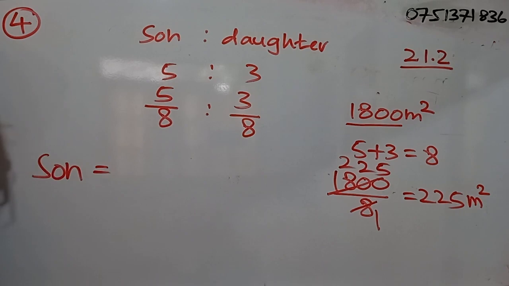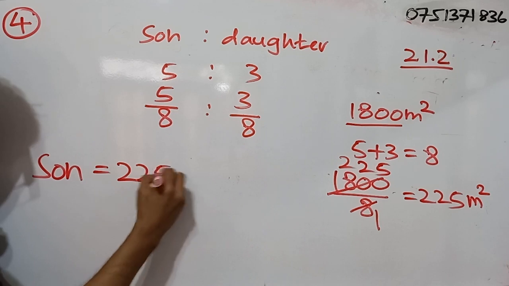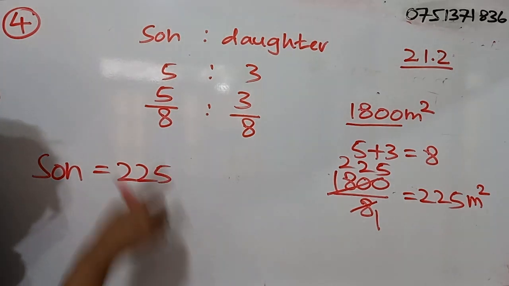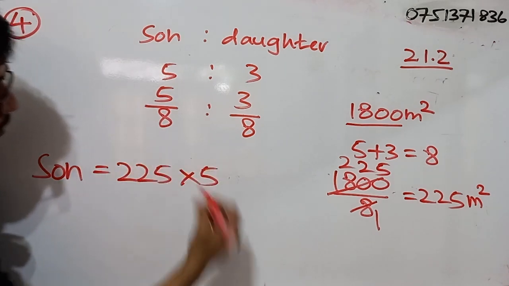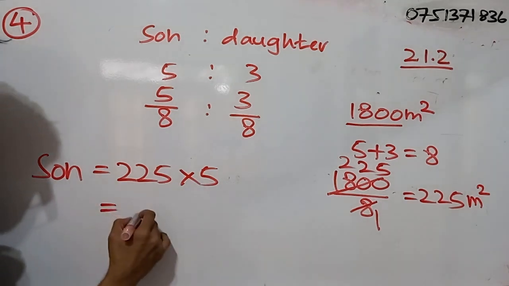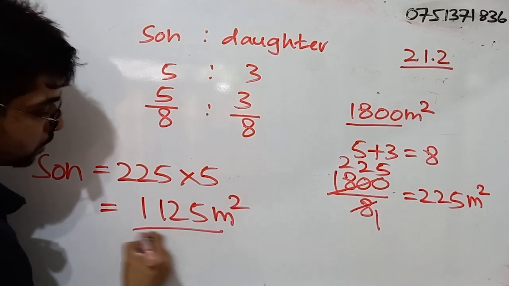So how do we calculate it? We know the value of one part, which is 225. How many parts does the son receive? 5, no? So we simply have to multiply that by 5. Right? So 200 into 5, that is 1000. 25 into 5, that is 125. So altogether we get 1125 square meters.